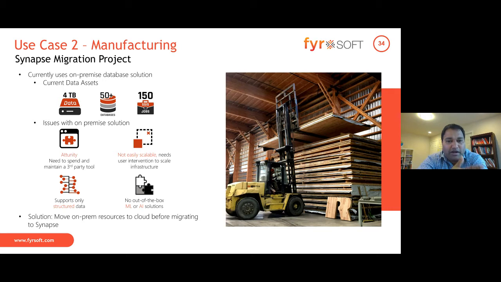They were evaluating multiple products. They didn't want to rewrite their entire jobs, so they were evaluating multiple data warehouses. A couple of issues they had. They were using Affinity, and they were more on the on-prem system in their data center, and it was very hard for them to scale because the data was growing and they were collecting data from different sources.